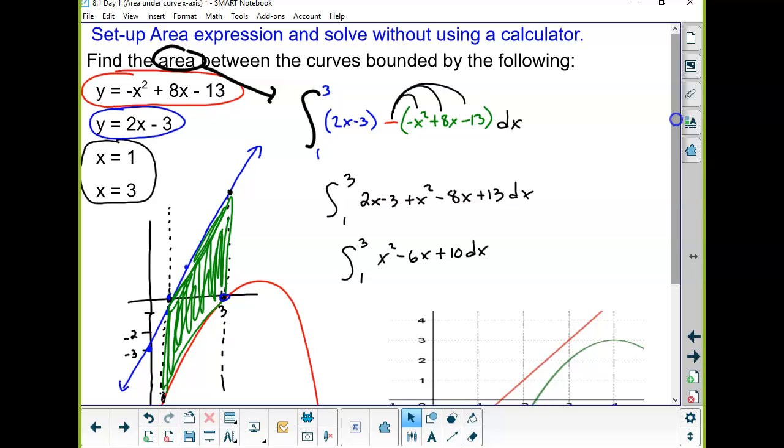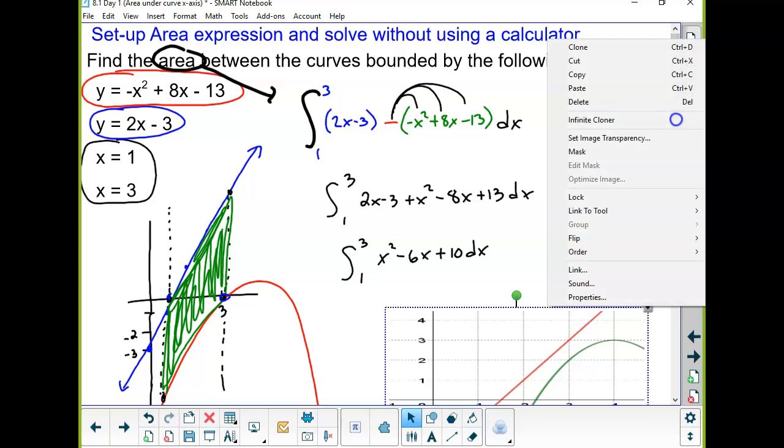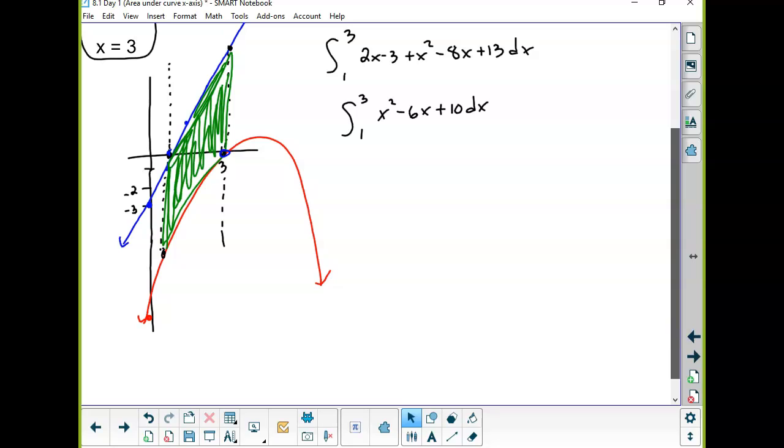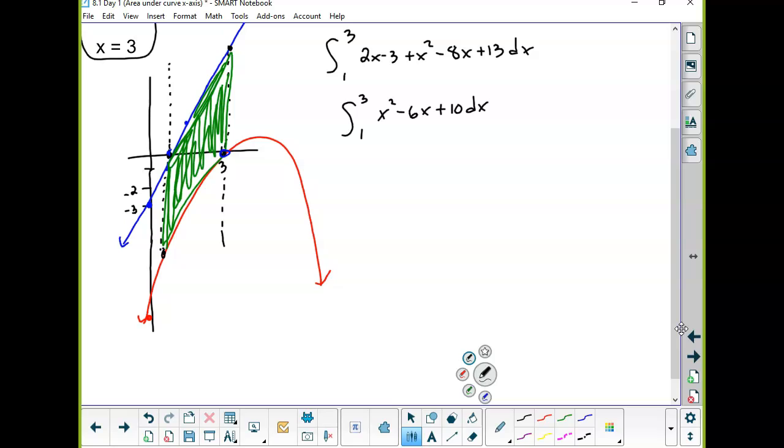Upper bound minus lower bound, take the antiderivative. So I'll let you guys do that. I'm going to work through it as well. If you want to follow along with me, you can. Otherwise, go ahead and do it on your own. You need to take the antiderivatives. So I'll get 1/3 x to the third minus, here I'm going to say if I put a square here, that 6 is going to be divided by 2, so it'll be a minus 3 plus 10x. And then we have to evaluate from the upper bound minus the lower bound.